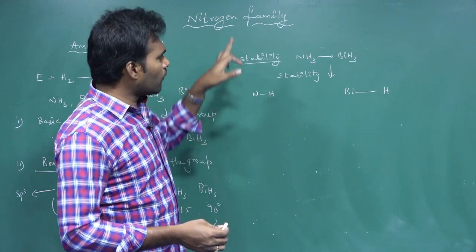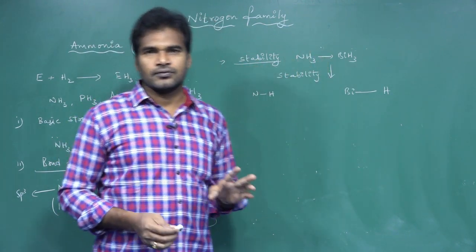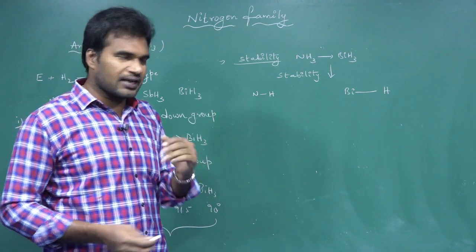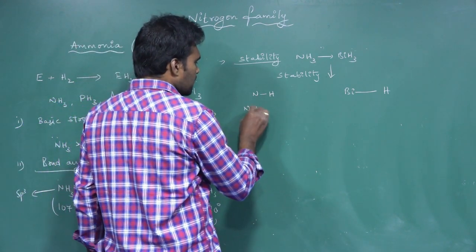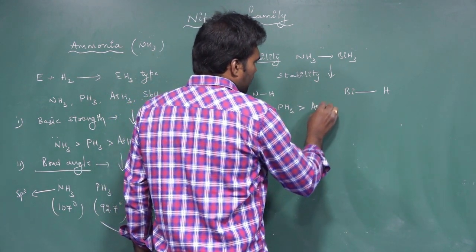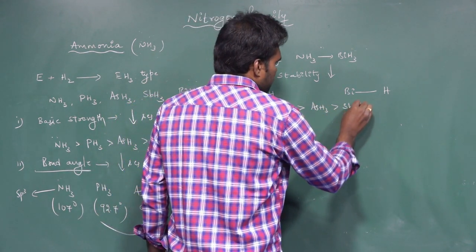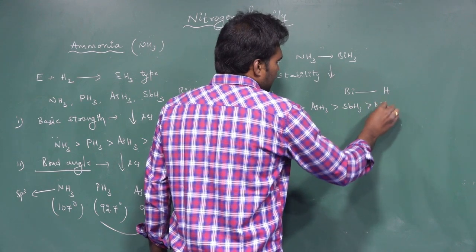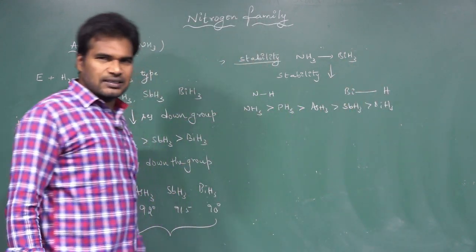That is why when you go from ammonia to bismuthine, the stability decreases. So NH3 is more stable than PH3, then AsH3, then SbH3, then BiH3. This is the order of stability.